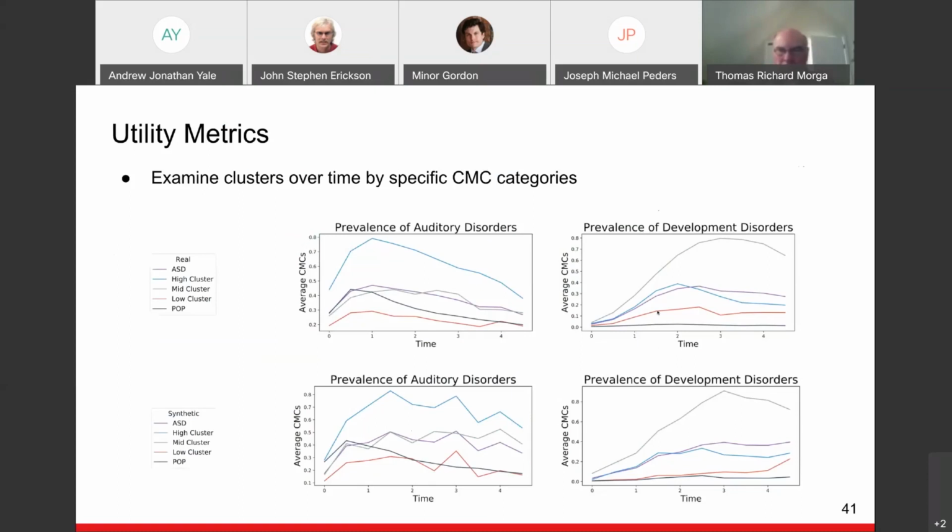Now, in the developmental disorders, this is one of the interesting aspects of the clusters: while the high cluster in general had the highest number of comorbid conditions, the mid cluster was the highest in just the developmental disorder category. We can see that in the real data here, where the gray, the mid, is the highest, and we can see that in the synthetic data as well.